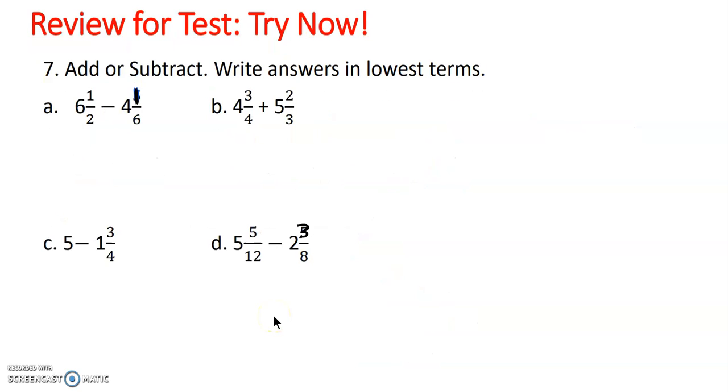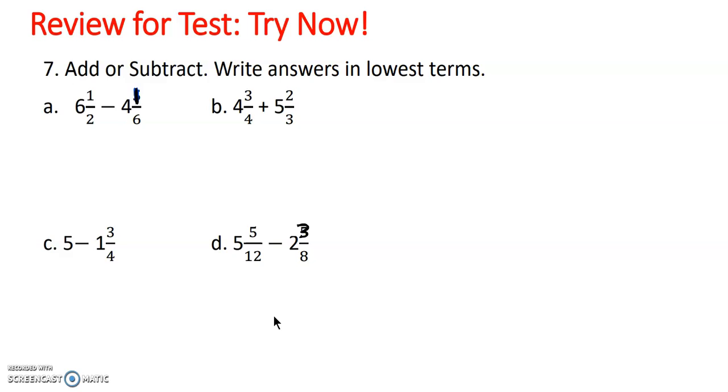For number 7, you're adding or subtracting unlike fractions, mixed numbers. You're writing your answers in lowest terms. Just note that 7a is 4 1/6, and 7d is 2 3/8.